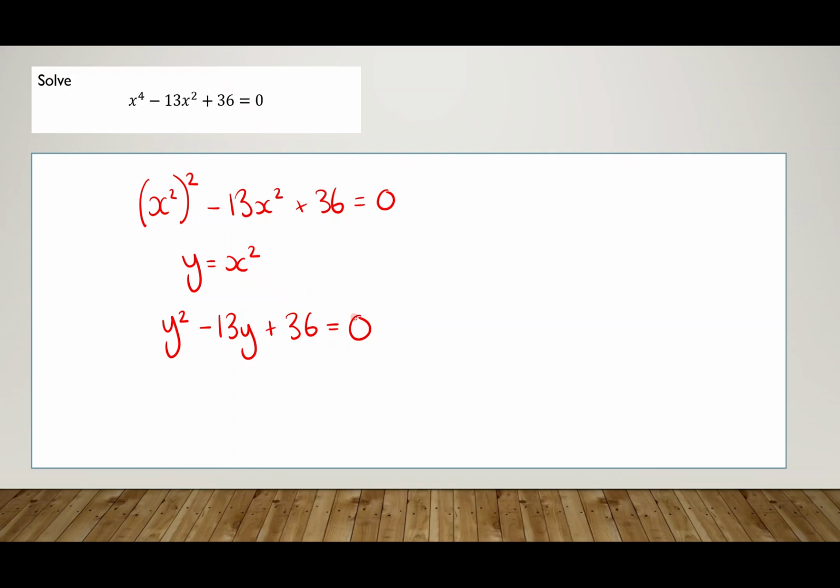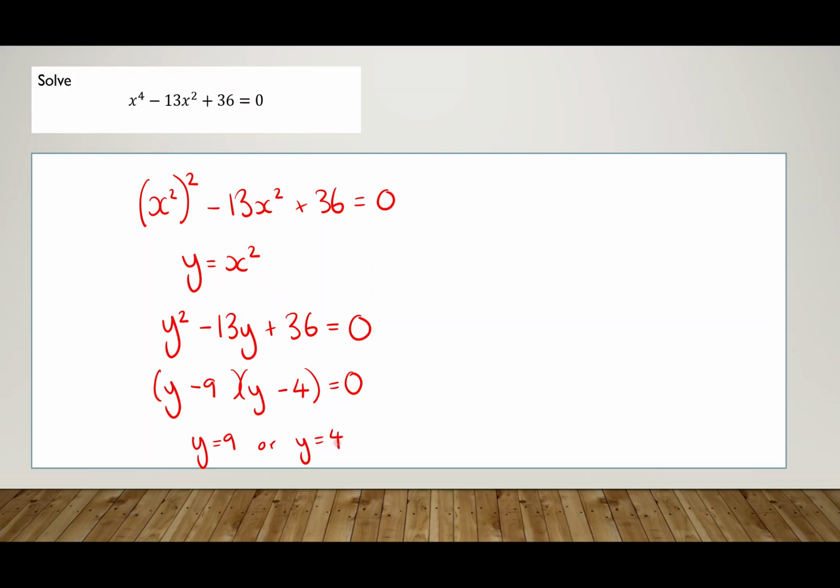Now there's various different methods of solving a quadratic, and you might have one that you like to use. You could factorise, you could use the quadratic formula, or you could even complete the square. I'm going to factorise this one because it's a nice easy one to factorise. There's some nice factors in 36. So I can see that the factors of 36 that add to make negative 13 are minus 9 and minus 4. So I can solve this in my usual way. So y is going to be equal to positive 9, or y is going to be equal to 4.